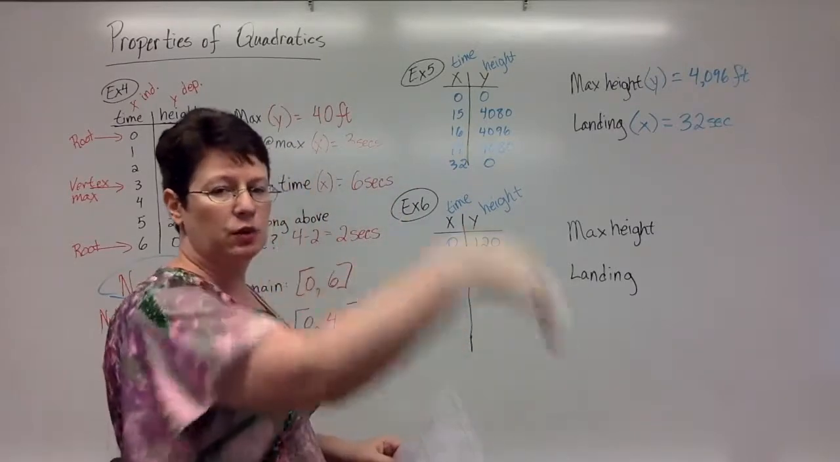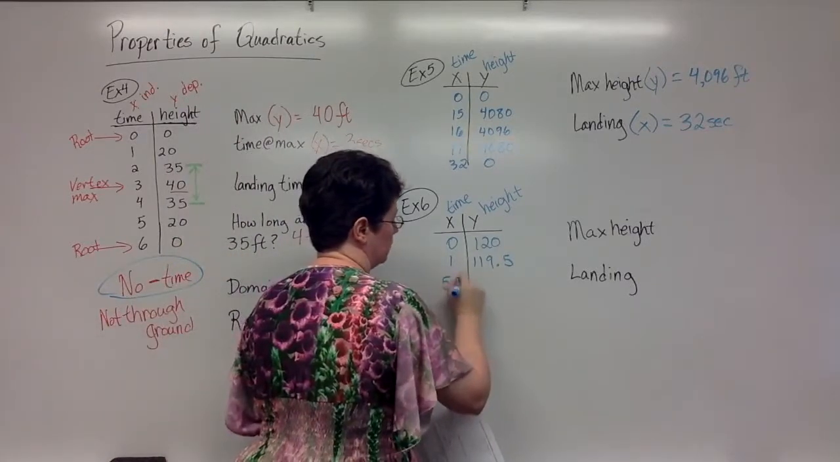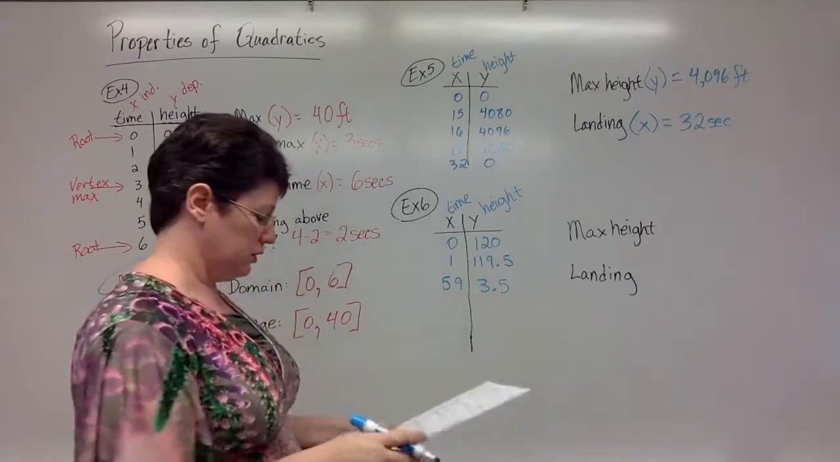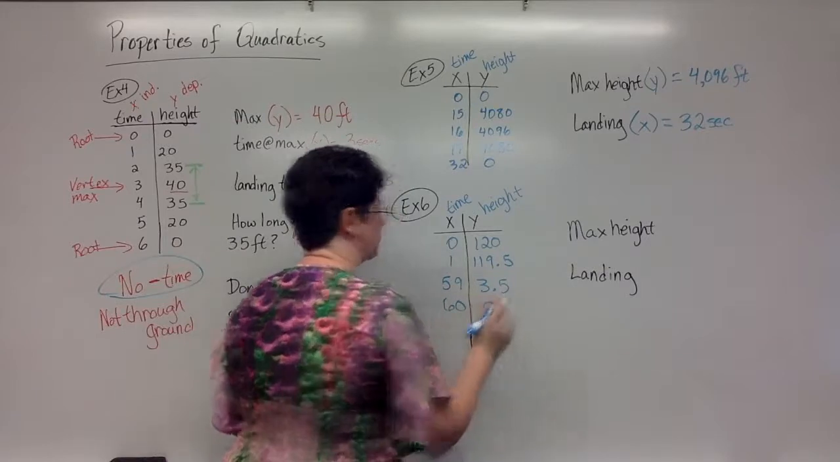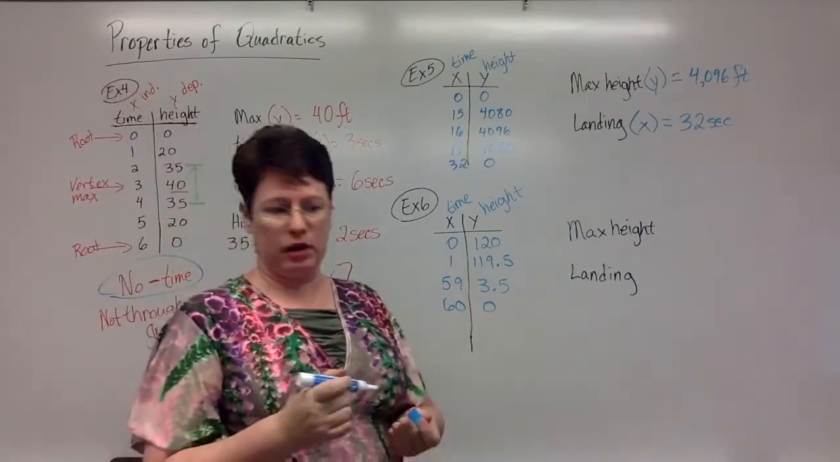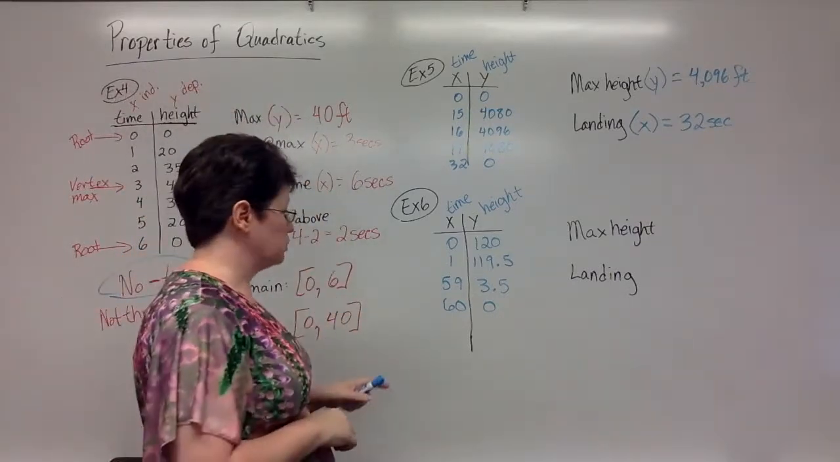So, it's going downhill. At 59, my height is 3.5. So I'm 3.5 feet above the ground. And at 60, my height is 0. That means I landed in the splash pool or on the ground in the playground. Since this is a water slide, I'm going to assume it's a splash pool.